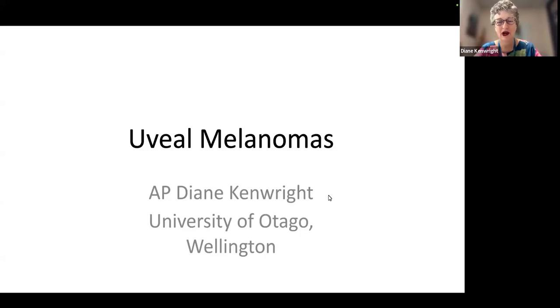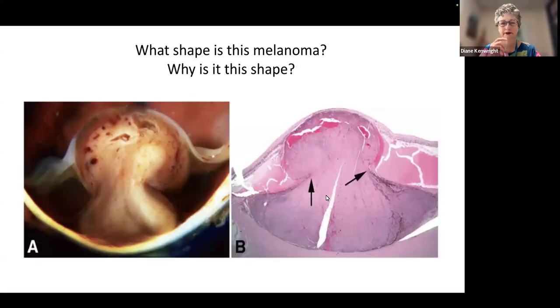Hello everyone. In this video, we're going to run through some key points in the pathology of uveal melanomas. Often we ask you to identify what shape the melanoma is. This is an example of a collar stud type or mushroom type shape. And it's this shape because it has burst through Bruch's membrane here and has gone into the subretinal space and potentially into the retina here.